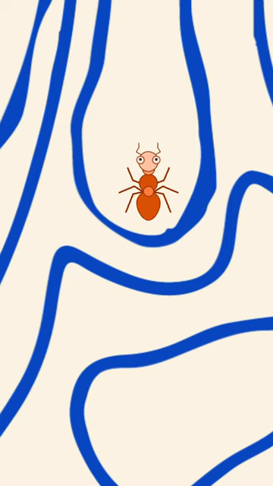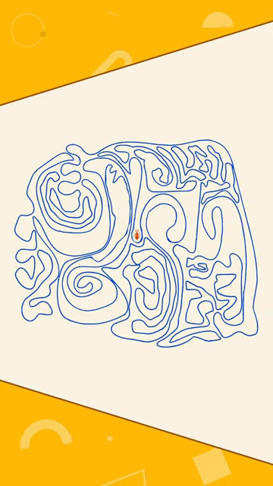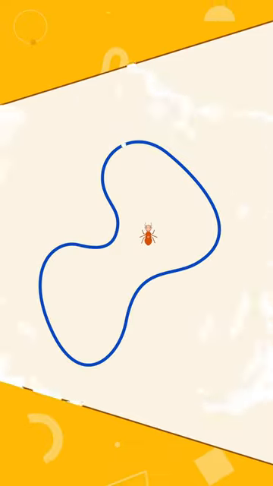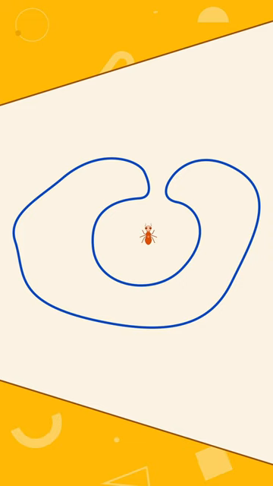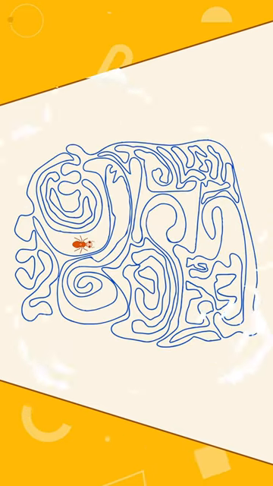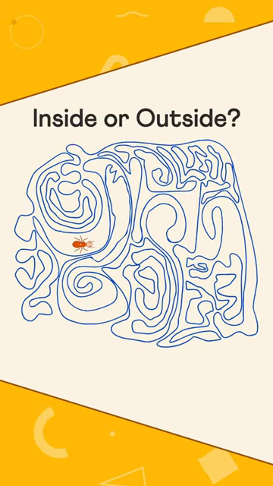Can the ant get out of this trap? Math can tell. The poor ant is trapped inside this closed shape as there is no way out. But in this case, the ant is outside. What about this? Is it inside or outside?